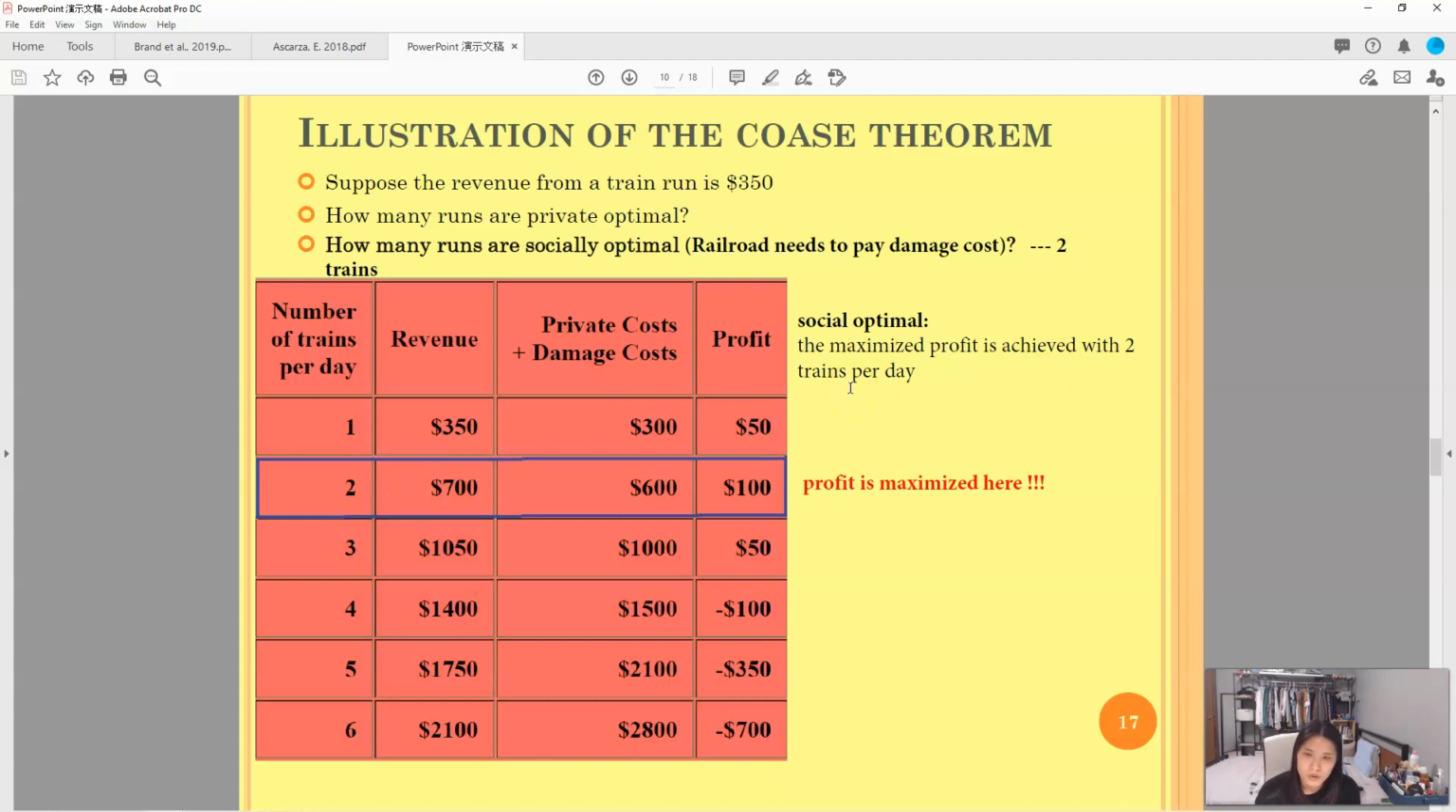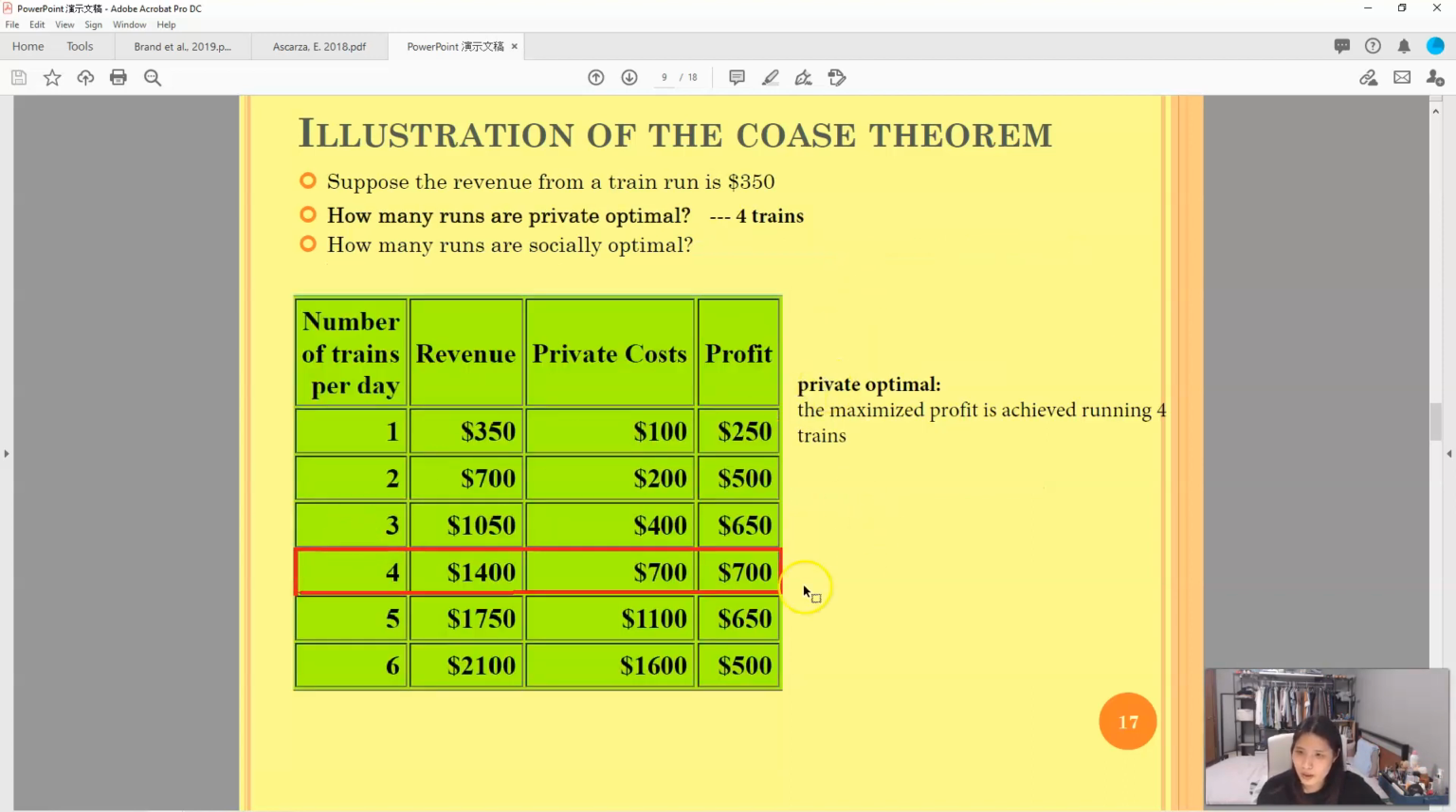So from the social optimal level, the maximized profit is achieved with 2 trains per day. Remember, in the social optimal level, the maximized profit is achieved with 2 trains per day, which is different from the private view, because the private optimal implies that the maximized profit is achieved when there are 4 trains per day.